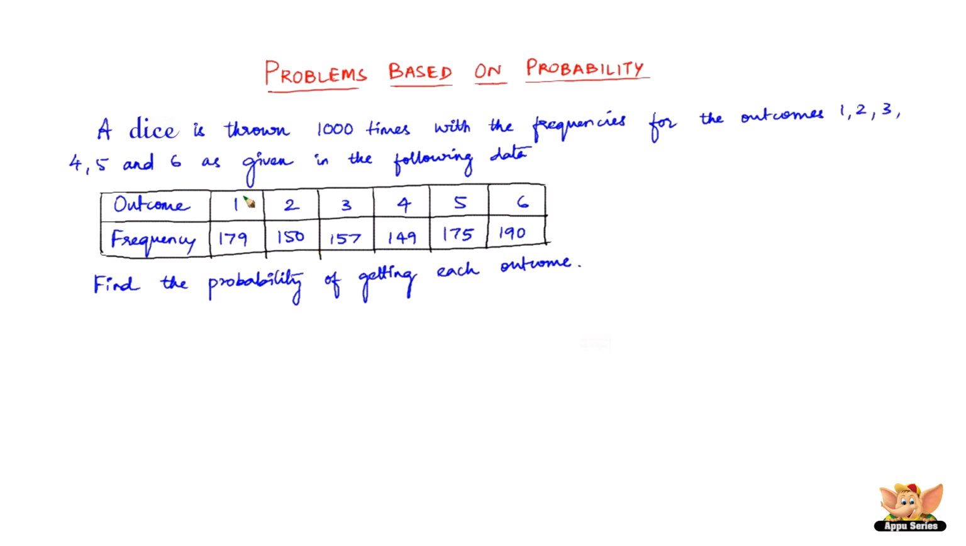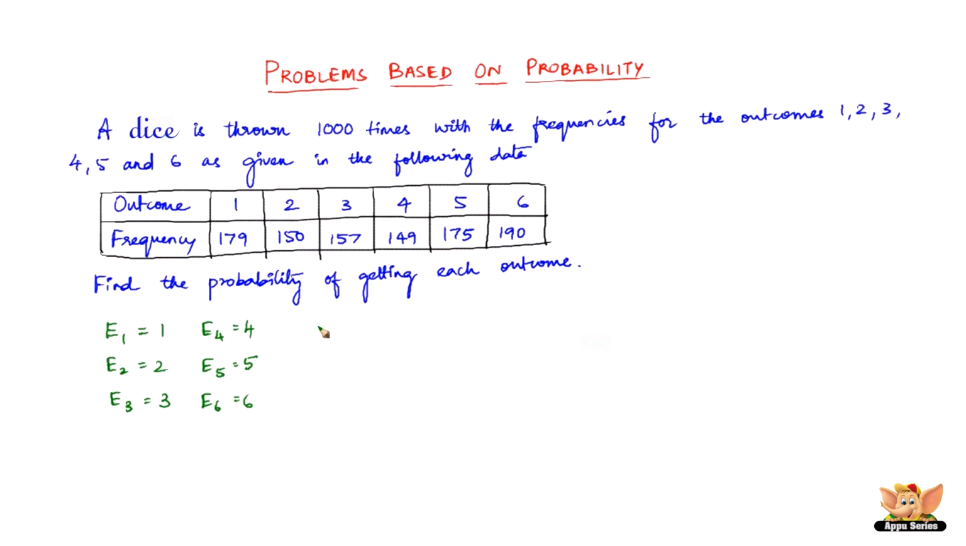So let us denote each event. That is, getting a 1 is one event, getting a 2 is another event, and so on. So let us write it like this. Event 1 is denoted by E1. Event 2 is denoted by E2. Event 3 is denoted by E3. Event 4 is denoted by E4, and event 5 denoted by E5. Event 6 denoted by E6.